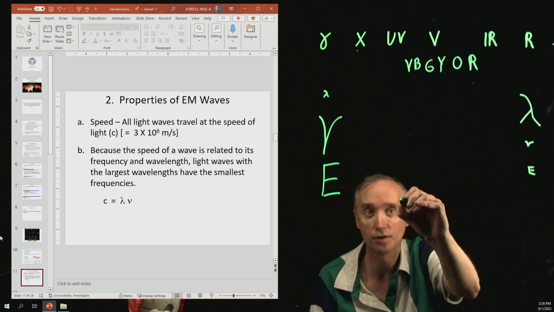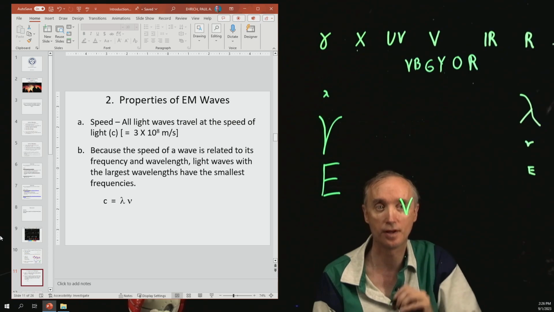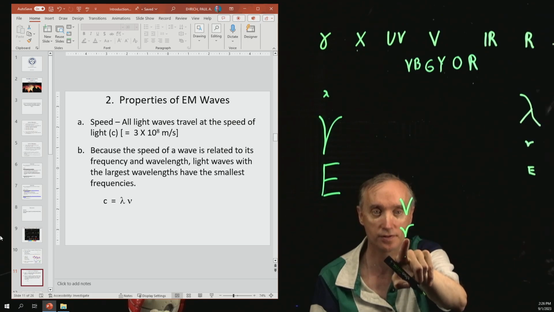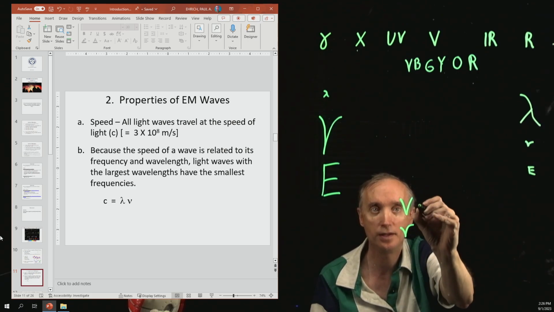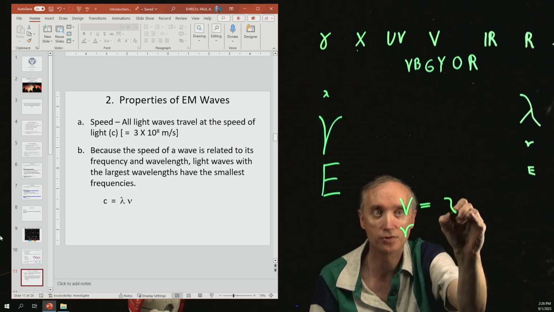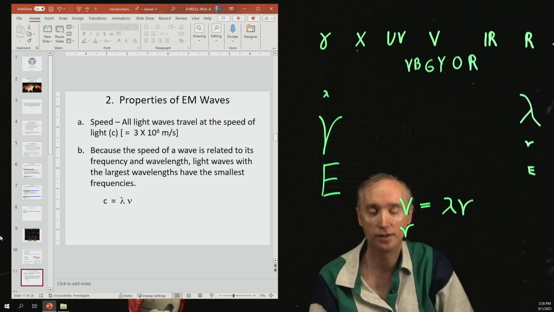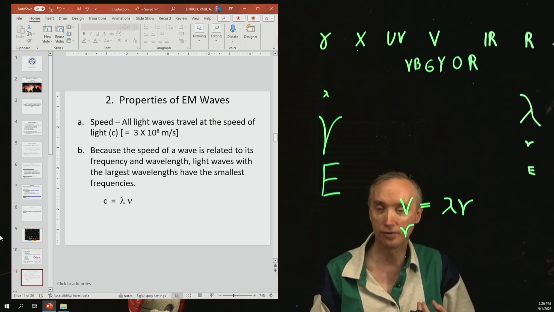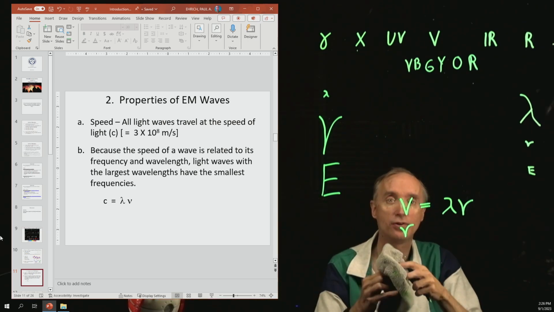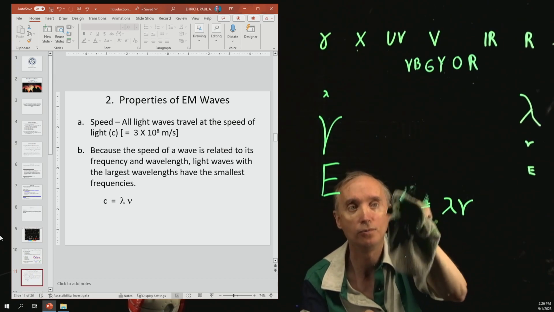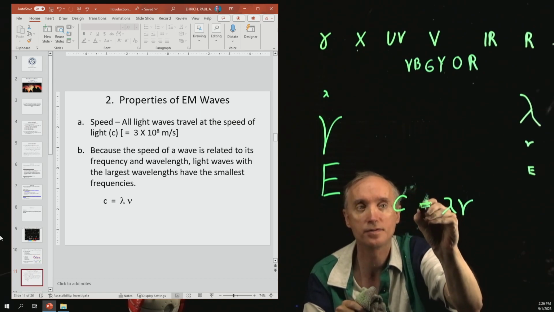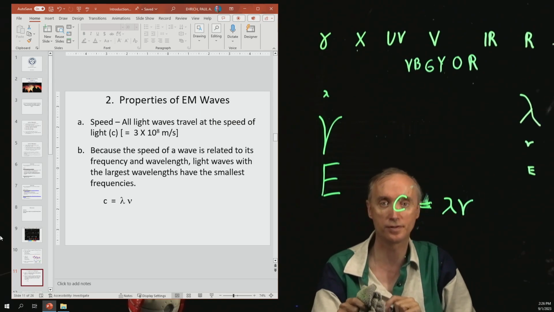All right, the second thing I wanted to mention is that the speed of any wave is given by the letter V. So V stands for speed. Not to be confused with that one. Okay, so that one stands for frequency. So the speed of any wave is going to be equal to its wavelength times its frequency. Okay, but how fast does light travel? It travels at the speed of light. So instead of the letter V, we can put in the letter C. So the speed of light is equal to the wavelength times the frequency.